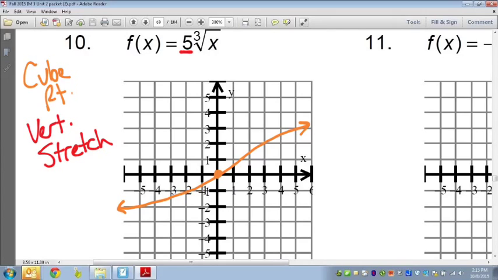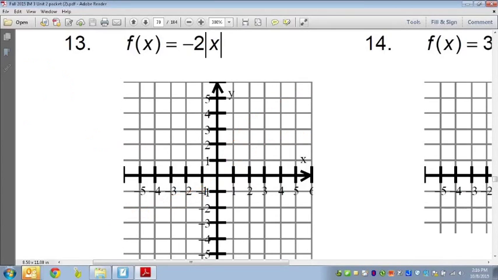Okay, so what's going to happen is, this graph is normally going to start down here, and then it's going to come up a lot faster, and then go like this. Okay, so notice how the slope is actually a little bit steeper than the orange graph. The orange graph is a little bit more flat and steady, whereas the red picture, again, is a stretch, meaning it's going to get taller a lot faster than usual. So that's going to be a vertical stretch.